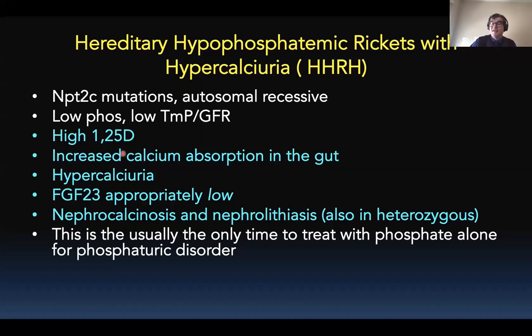And so they have a lot of calcium throughput in the kidneys, and are at high risk for nephrocalcinosis and nephrolithiasis. One of the interesting things is that the heterozygous family members also seem to have higher risk of nephrolithiasis, even if they're not, frankly, hypophosphatemic. And this is one of the rare times when it may be appropriate, or where it is more appropriate to treat with phosphate alone. You don't need to give these patients calcitriol because they're also already very high for calcitriol.